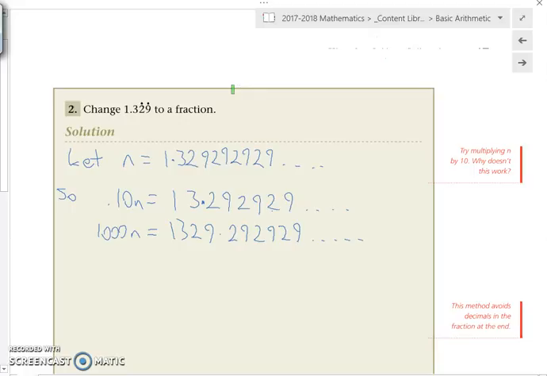Well, I've just got n, and it's worth 1.32... Okay? But if I tried to do this one minus that one, what's the first... Well, where does the 29 start? It starts right after the decimal point, right? Yeah. If we tried to subtract it, it wouldn't cancel it out.